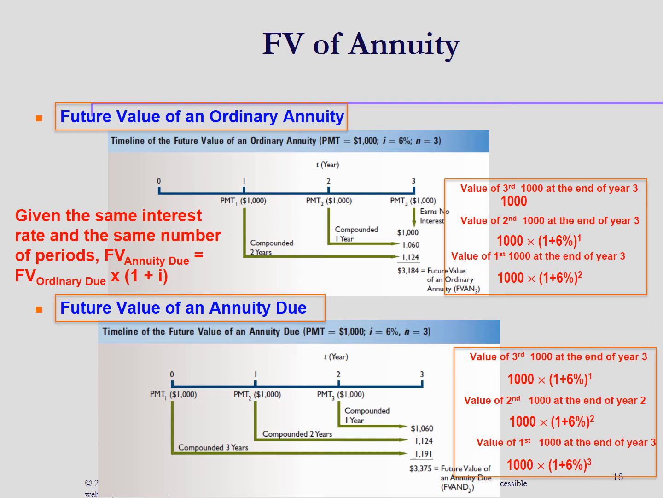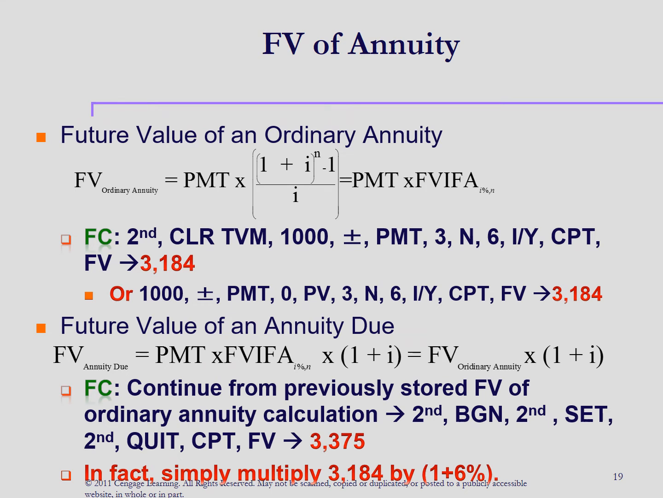We conclude that, given the same interest rate and the same number of periods, future value of an annuity due equals future value of an ordinary annuity times 1 plus interest rate. For the future value of an ordinary annuity, we can calculate it by the formula annuity times future value interest factor of an ordinary annuity. We of course can solve it using the financial calculator.